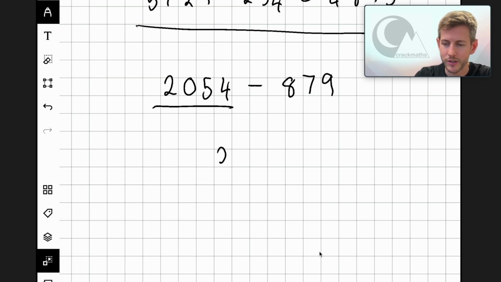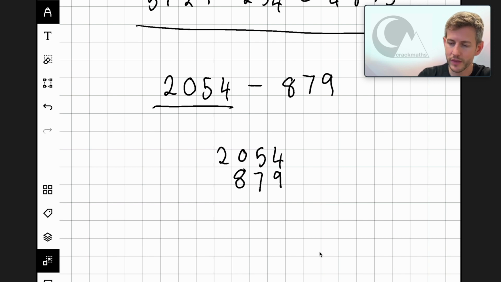So we have 2,054, and then we put the second number underneath, making sure we align the units with the units, the tens with the tens, and the hundreds with the hundreds. Perfect. So now what we have to do, we have to start doing our taking away.